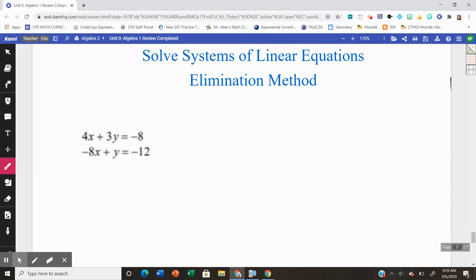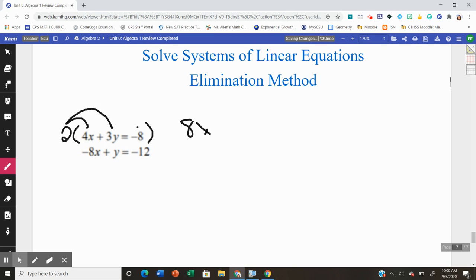All right, I am more comfortable with multiplying the top equation by 2, so I'm going to choose to do that. So I need to make sure that I multiply every single term by 2. So I'm just going to notate here that I'm multiplying by 2. So 4 times 2x is 8x.